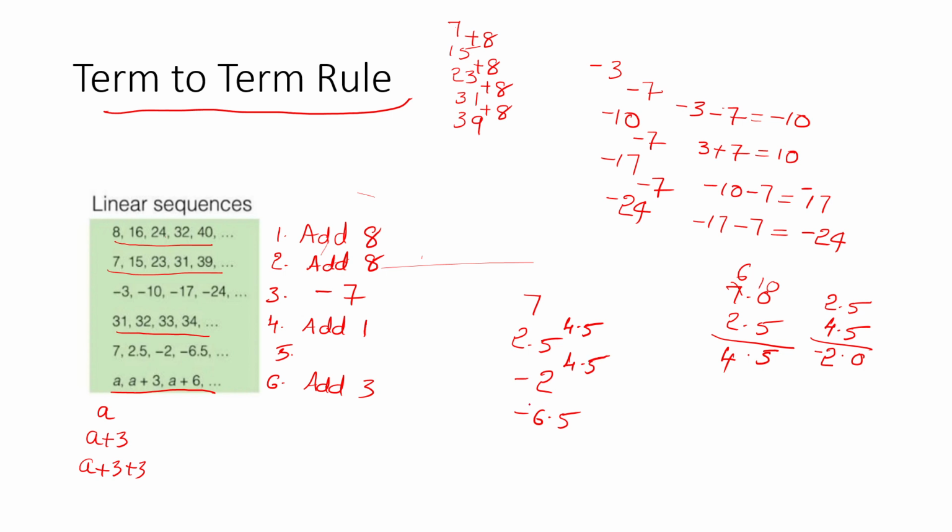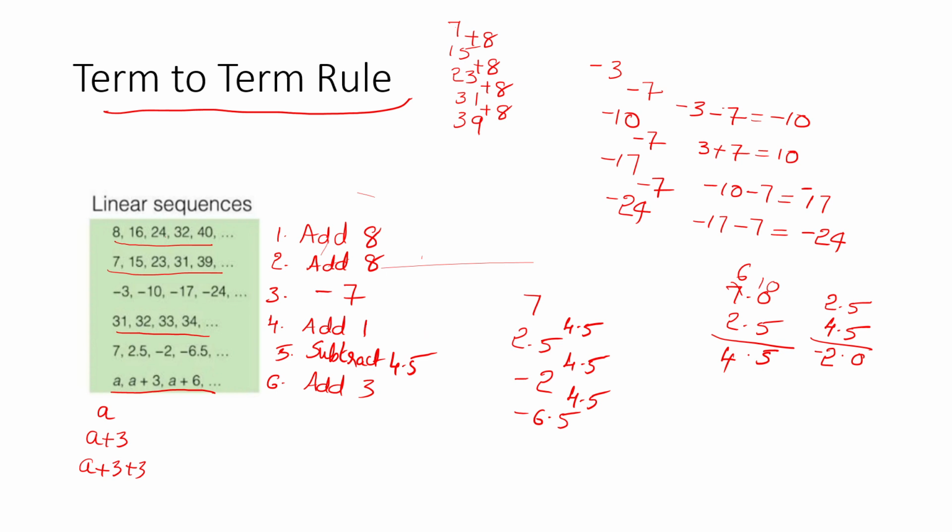And again here the difference is 4.5. Then I am getting minus 6.5, which means that here I have to subtract 4.5. Okay, so that is the term to term rule.